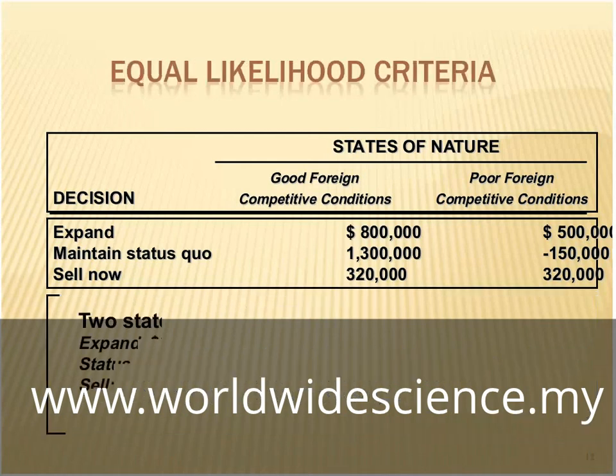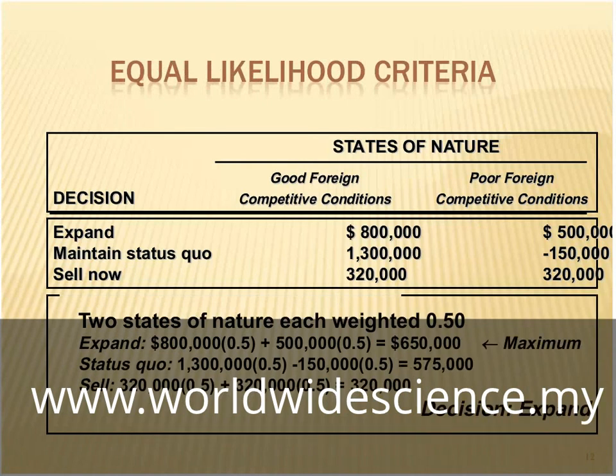And the last one. The last method is exactly like the previous method. It's the equal likelihood. Likelihood means the probability. Equal is the same. So we have two states of nature. So 1 divided by 2 means 0.5. The two states of nature we have here. So you should allocate.